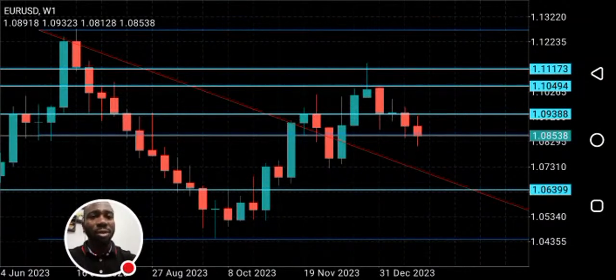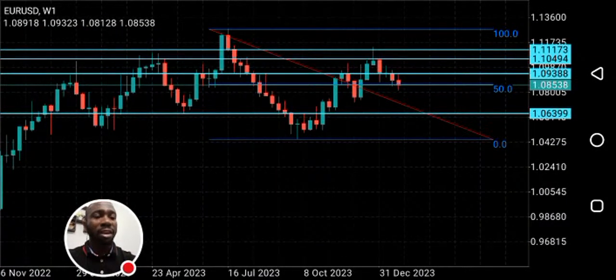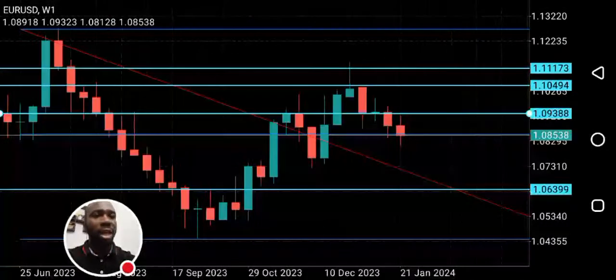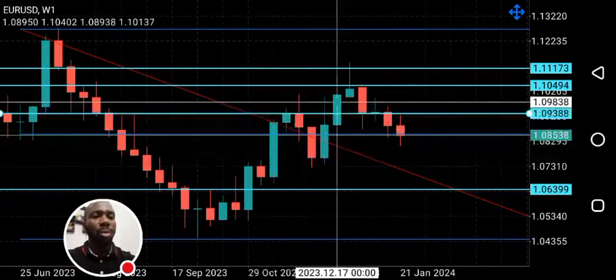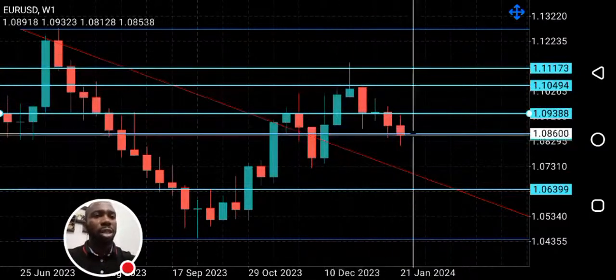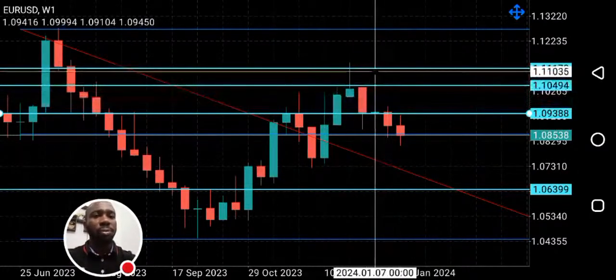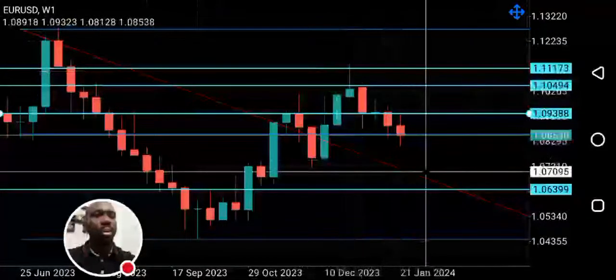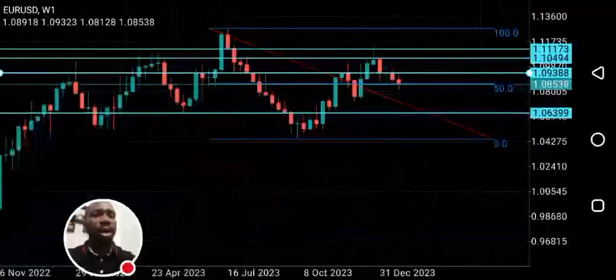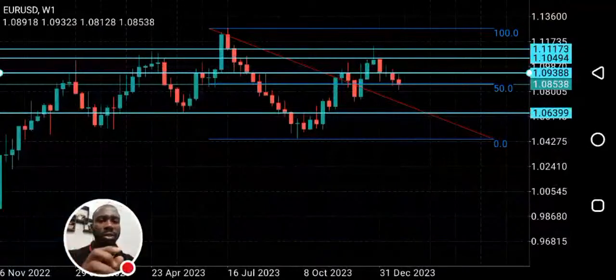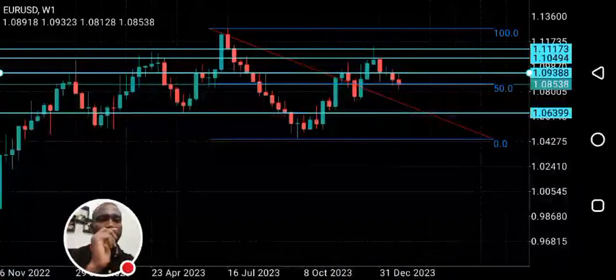Like I said, if you don't know how to identify a fair value gap, just apply your Fibonacci tool. You can see that price pulled back into a premium level, which is above level 50. So with what we have on the weekly time frame, Euro USD looks bearish. It's a bearish pattern on Euro USD on the weekly time frame.